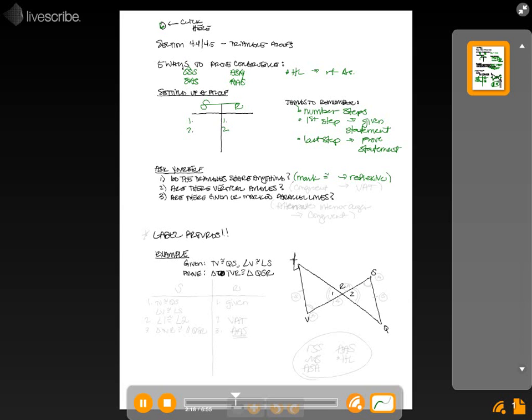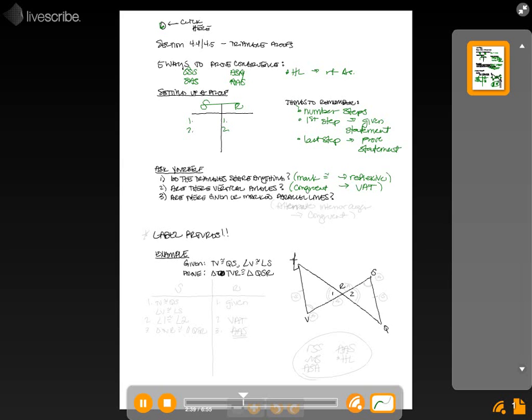Number 2, are there vertical angles? If there are, you need to mark them congruent, because we know that vertical angles are congruent. And the reason in your proof today would be the vertical angle theorem. So make sure you remember that. Vertical angles are always congruent. The reason they're always congruent is because of the vertical angle theorem.